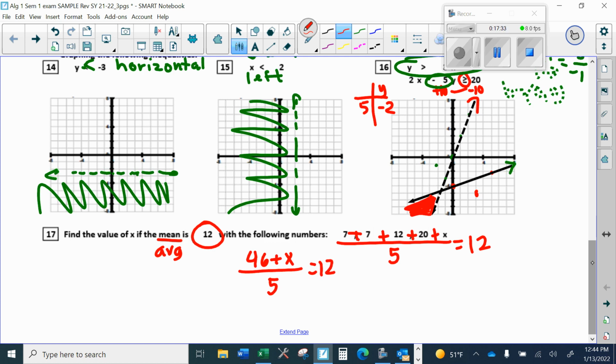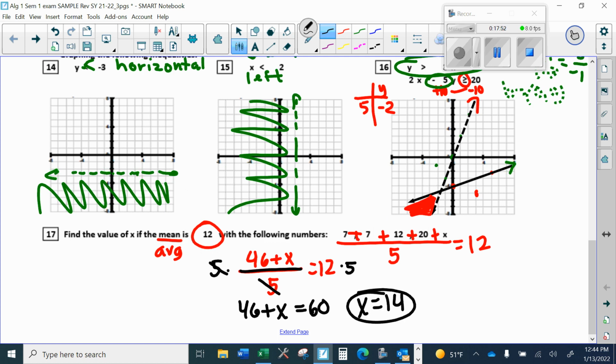Okay, reverse PEMDAS, the opposite of division. Remember, that's a division sign. So the opposite is multiplication. So I'm multiplying by 5 on both sides. So I have 46 plus x equals 60. 46 plus what number is 60? That's 14. I subtract the 46 across and I get 14.